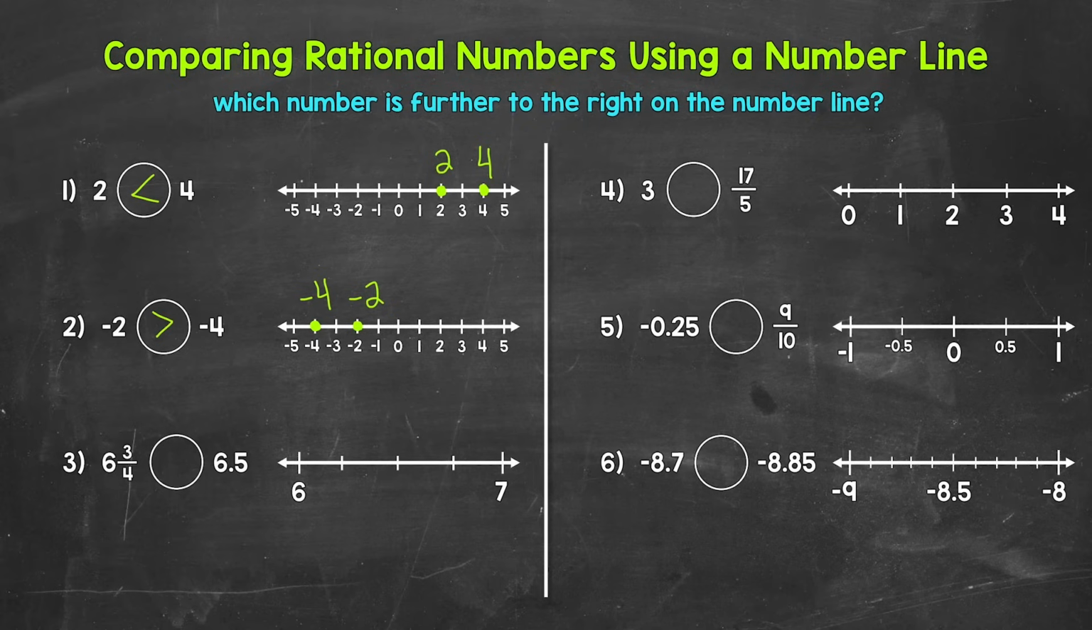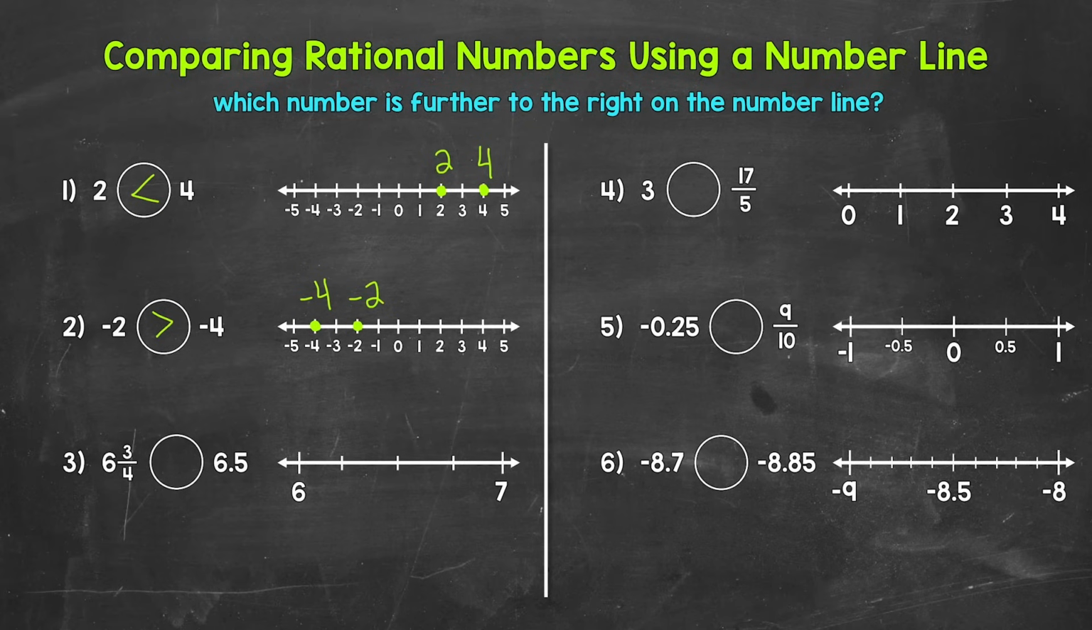Moving on to number 3, we have 6 and 3/4 is greater than, less than, or equal to 6 and 5/10. So we have a number in fractional form and a number in decimal form. Remember, fractions can be written as decimals, and decimals can be written as fractions. So when we compare rational numbers, it's always a good idea to have the numbers in the same form. So either both in fractional form or both in decimal form. This will make it easier to compare.